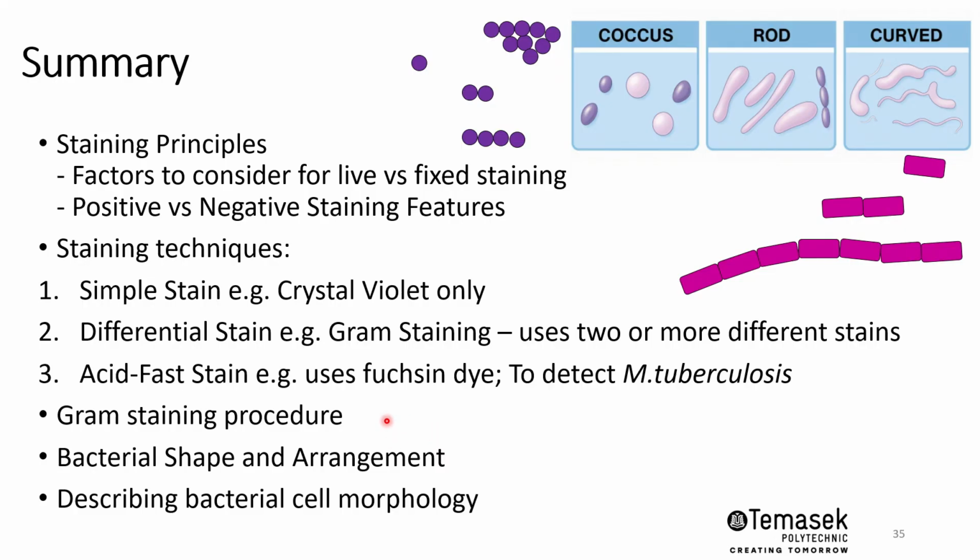We talked about the different bacterial shapes and arrangements. These can be in cocci shape or in rod shape. They may come in different arrangements, be it in clusters or singly or pairs, or they may be in chains. So it's important when you describe bacterial cell morphology to take into account their gram status, as well as their shape, as well as their arrangement.